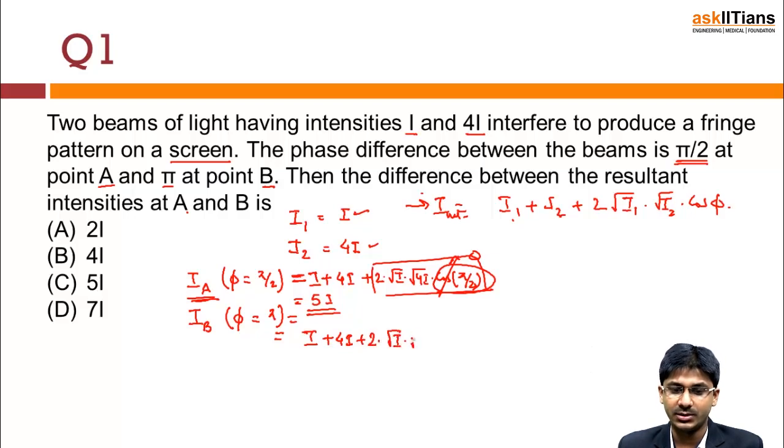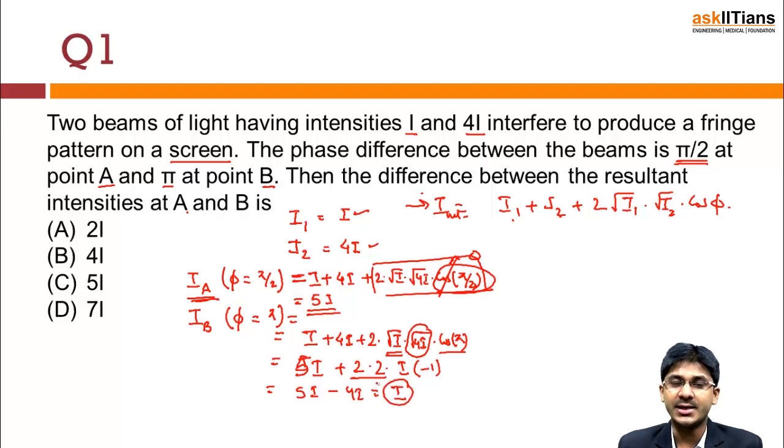root I into root 4I, cos of pi. Now what is cos pi? We know that the value of cos pi is minus 1. So put the values. This is I plus 4I, which is 5I, plus 2 times root I into root 4I, which gives us 2 times 2I, that is 4I, and cos pi is minus 1. So what we have here is 4I with a minus sign. So this is 5I minus 4I, which is I.